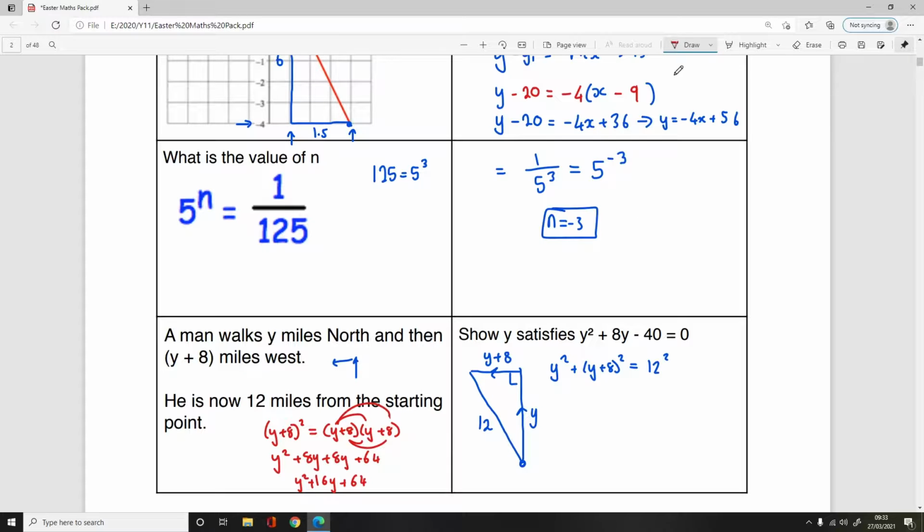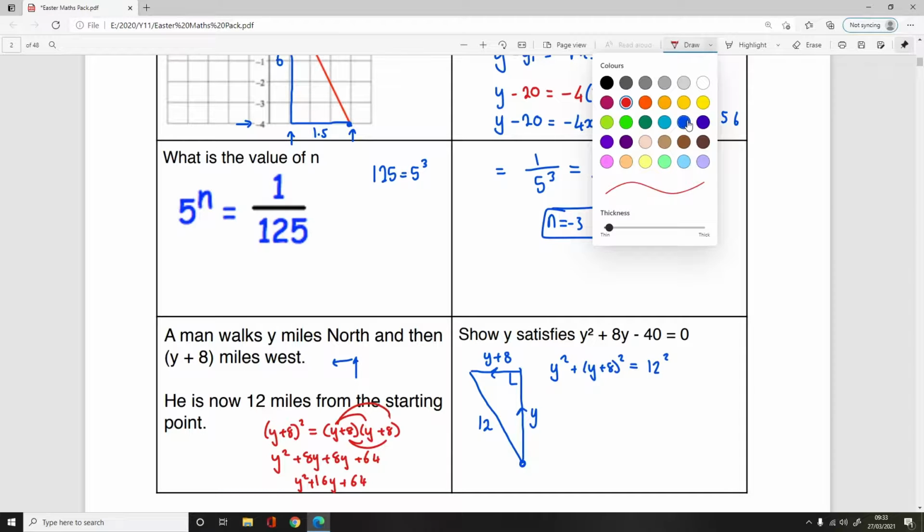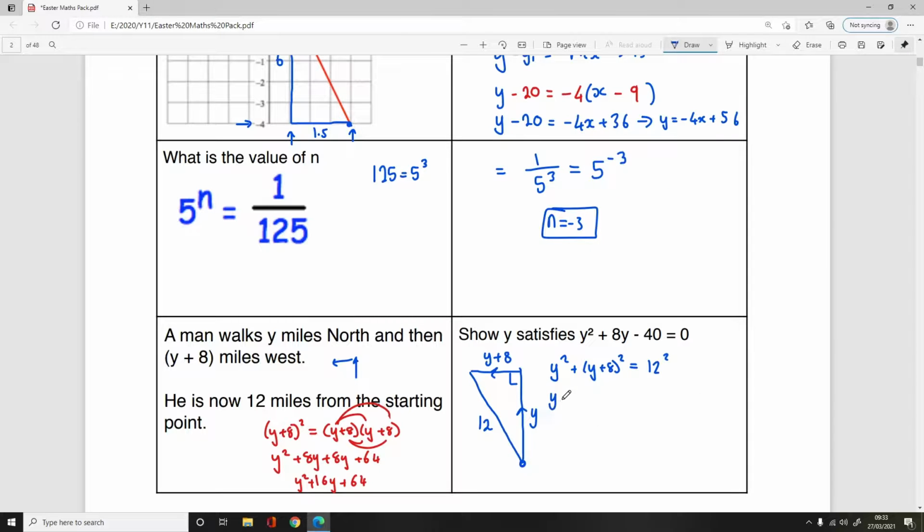Okay? Now, we can put that back into the equation. We can say we have got y squared plus 16y plus 64, which is what we just expanded. And then 12 squared is 144. We can simplify this. We have got 2 y squareds there. And we can subtract the 144 across, because clearly this has a 0 on one side. We want to do that as well. You're always trying to match what the question says.